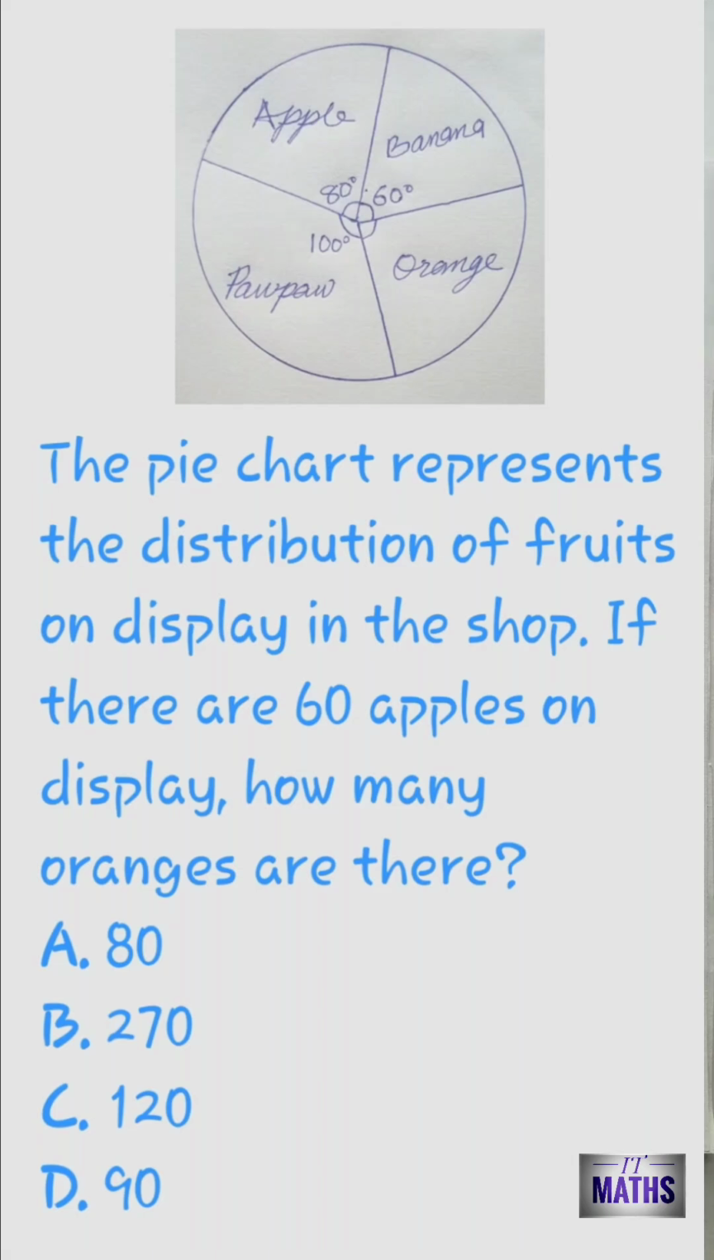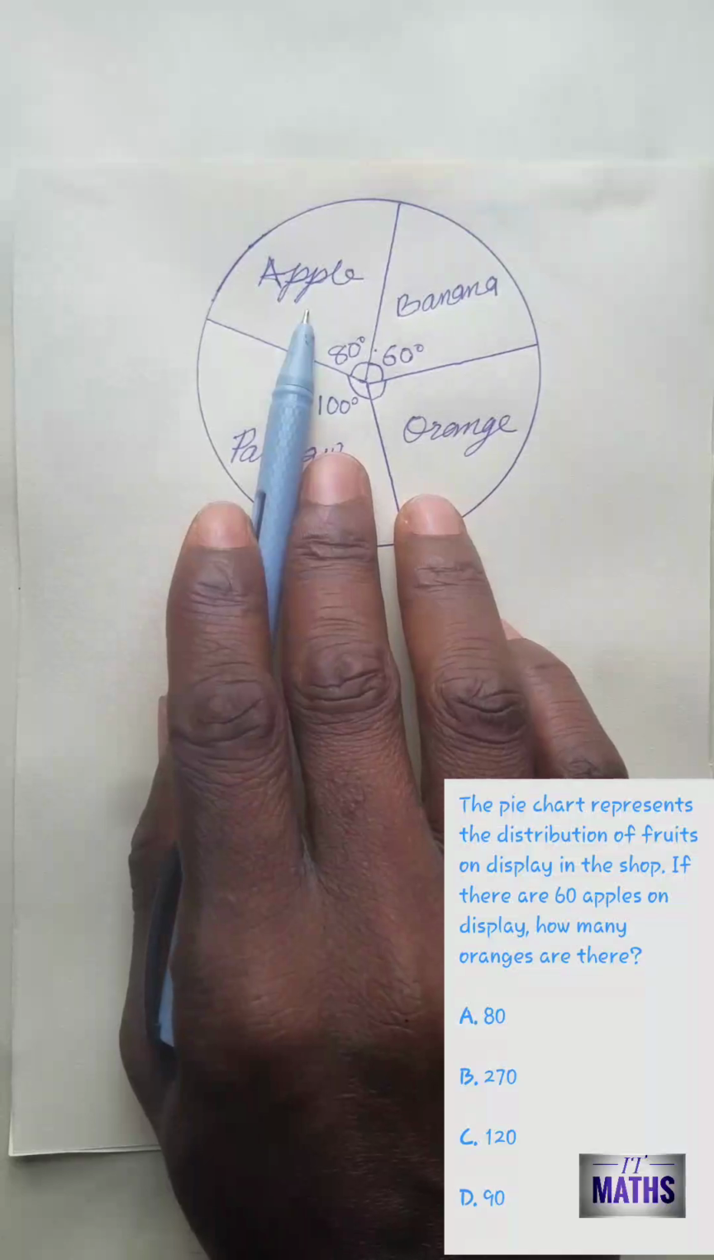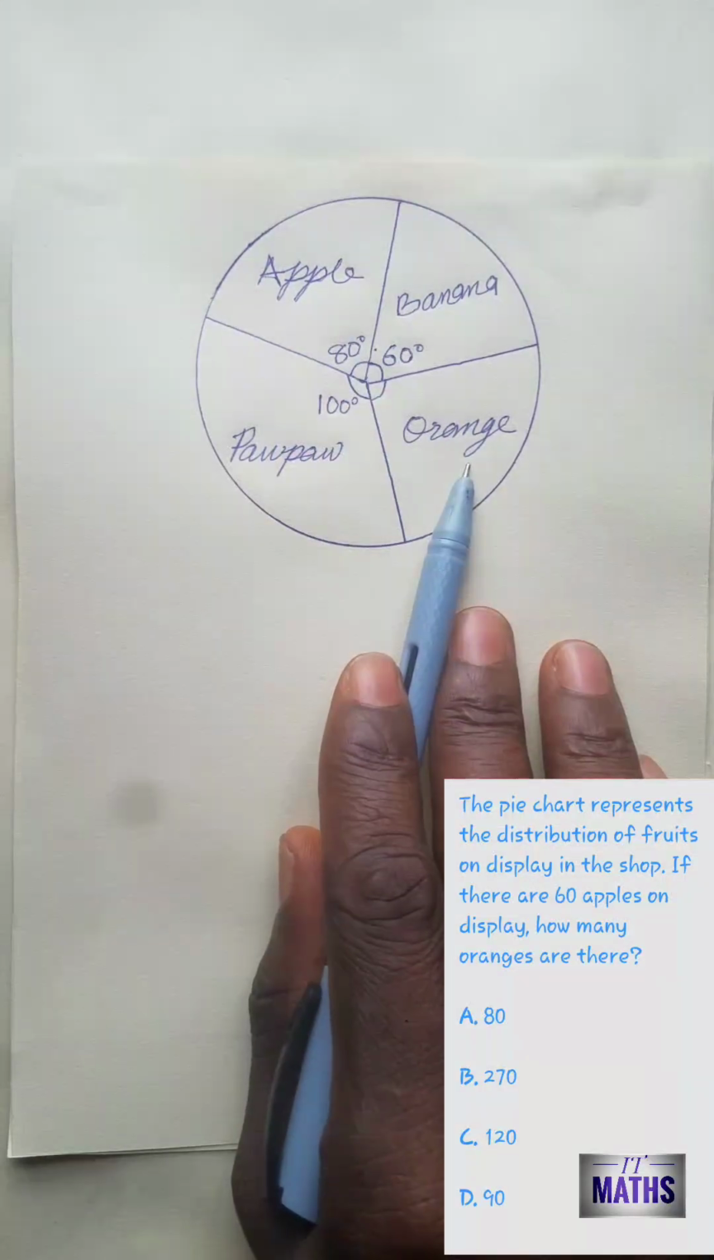The pie chart represents the distribution of fruits on display in a shop. If there are 60 apples on display, how many oranges are there? We have 60 apples here. How many oranges do we have here?